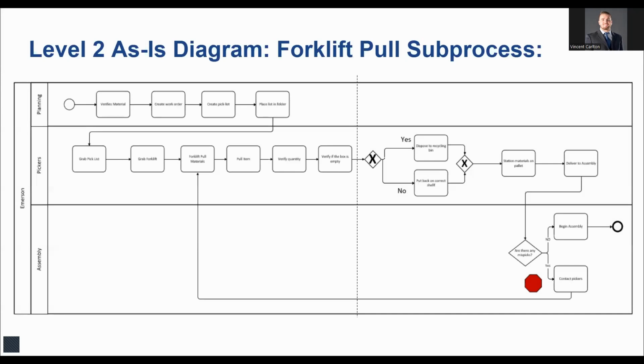This is our second high impact problem diagram, for the forklift pull sub-process. This diagram displays the outcome of mispicks, and the red stop sign depicted in the assembly lane results in a delay of up to 30 minutes to an hour. But as you can see, the delay is moving it backwards, which has us go through the whole process again.